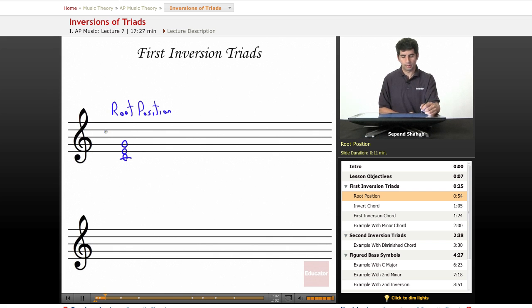So if we were to invert this chord, which means to shift the disposition of the notes, first we could move this C up to the highest voice, which results in the E, the third of the chord, being the lowest voice in the triad. And this is in fact what we mean when we say first inversion. So in a first inversion chord, the third is the lowest voice.